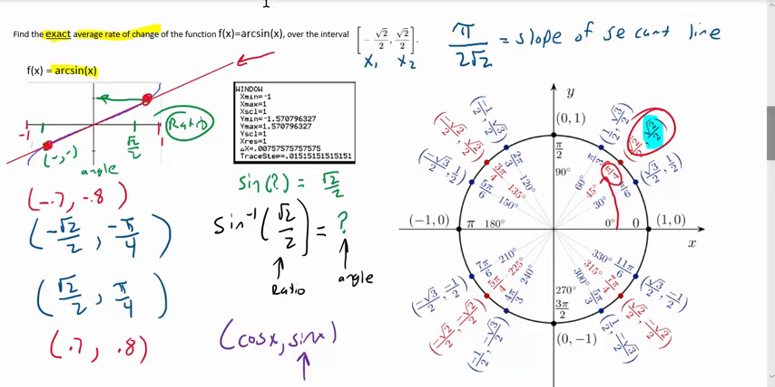So hopefully you got a good review of the arcsin function, how to evaluate the arcsin function using the unit circle, and how to find the average rate of change.